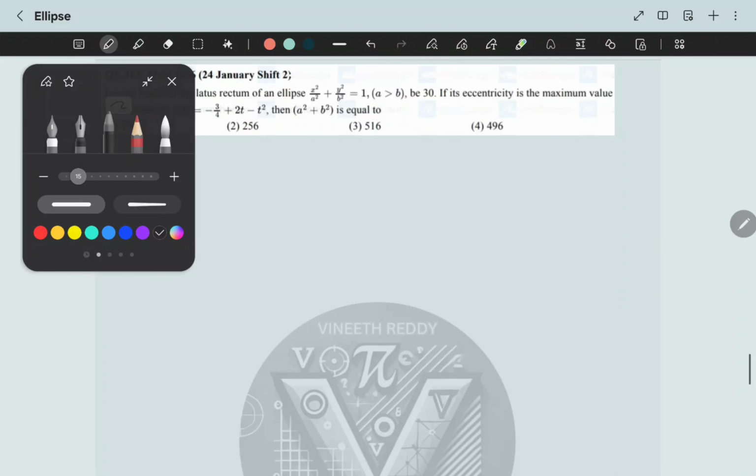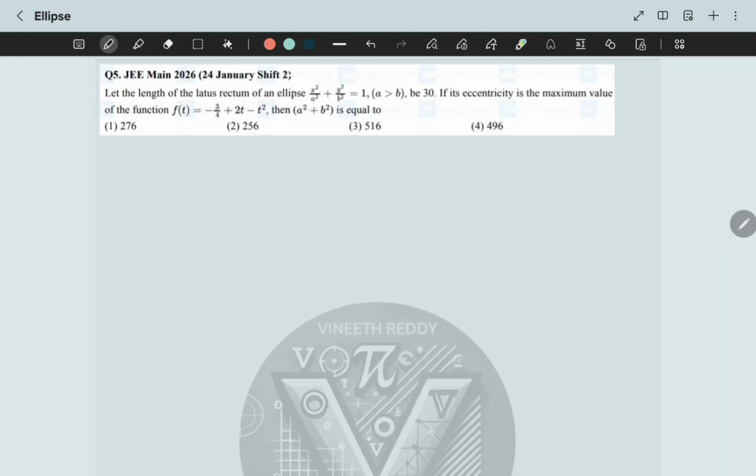The next question says: let the length of the latus rectum of an ellipse be 30. That means, what is given here? Here a is greater than b. So 2b square divided by a should be equal to 30. That means b square divided by a should be equal to 15.